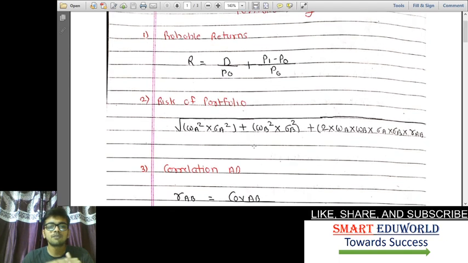After that, risk of portfolio. If you want to learn this formula, you need to learn it in a tone. The tone is weight square into standard deviation square plus weight square into standard deviation square plus 2 into weight into standard deviation into rAB. So weight square A into standard deviation square A plus weight square B into standard deviation square of B plus 2 into weight A into weight B into standard deviation A into standard deviation B into correlation AB. After that, this is under root.